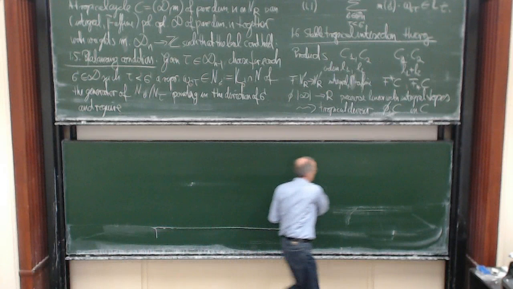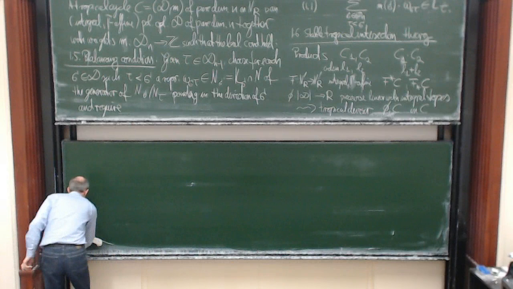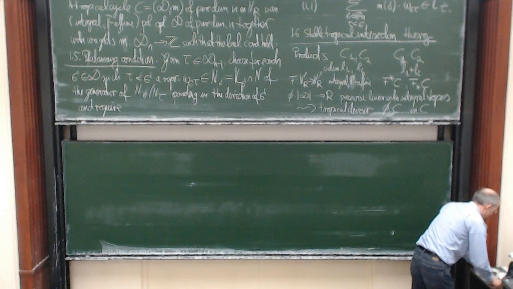And all of these formulas come from, as I said before, the computation of the Chow cohomology of a toric variety, at least locally, where these polyhedral complexes look like fans.